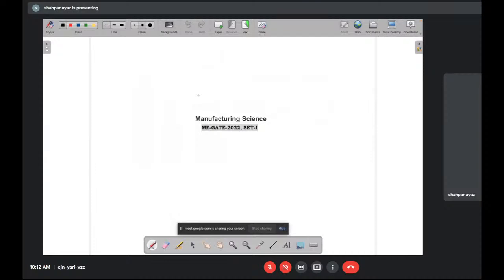I am Manika. Manufacturing ka best book kya hai? I'll let you know. If you have Manufacturing Science by Ghosh and Malik, that is one of the best books, as well as Kalpakjian. These two books are amazing. You can purchase these two books and go through them. That will really help you to get good marks in the GATE exam. My notes are also sufficient. If you go through my notes, it will really help you.